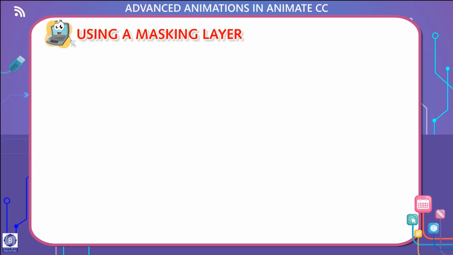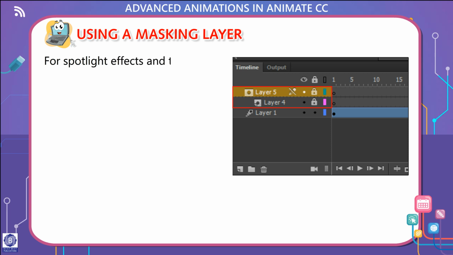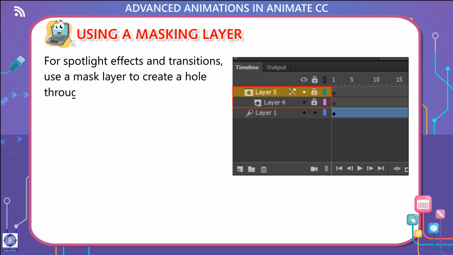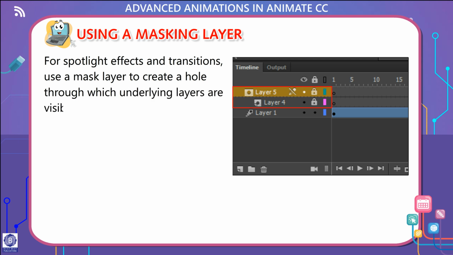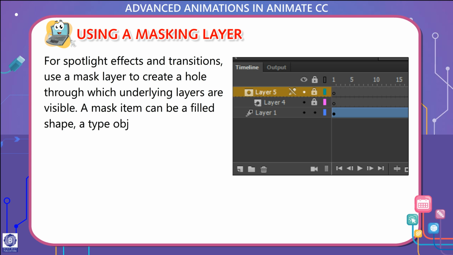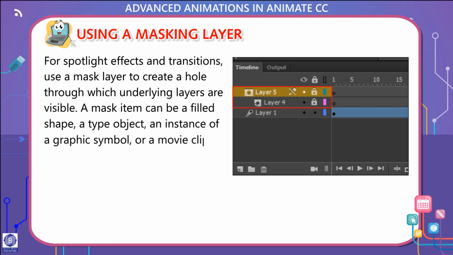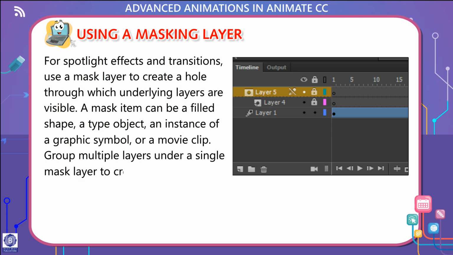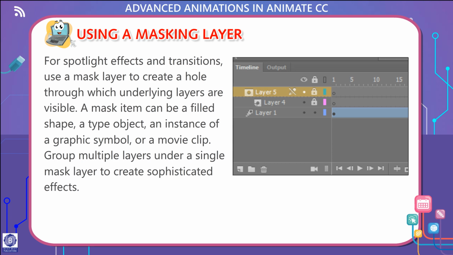Using a masking layer. For spotlight effects and transitions, use a mask layer to create a hole through which underlying layers are visible. A mask item can be a filled shape, a type object, an instance of a graphic symbol, or a movie clip. Group multiple layers under a single mask layer to create sophisticated effects.